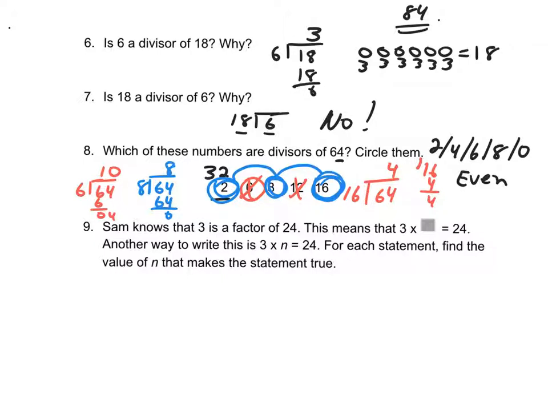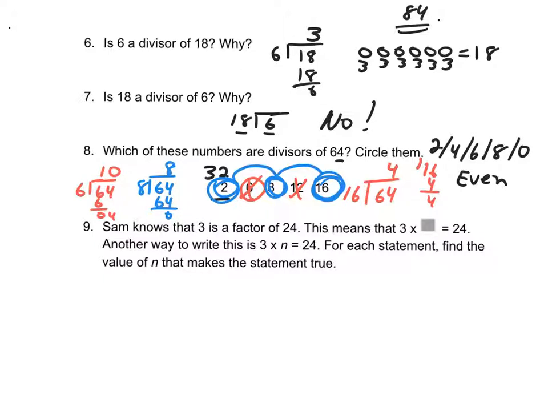Last problem. Sam knows that 3 is a factor of 24. This means that 3 times the unknown is 24. Another way to write this is 3 times n equals 24. So you can give this unknown box a letter to represent it. That's an unknown. There's something hiding underneath n. For each statement, find the value of n. 3 times what is 24?